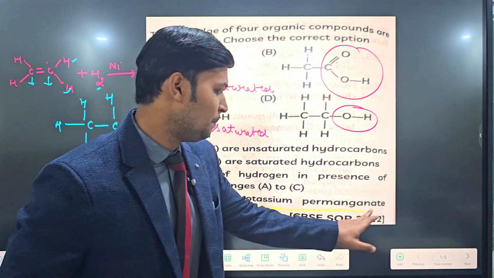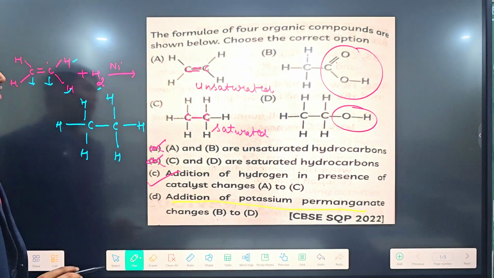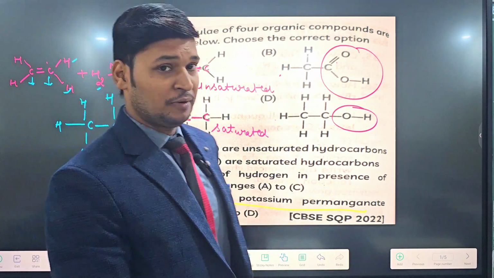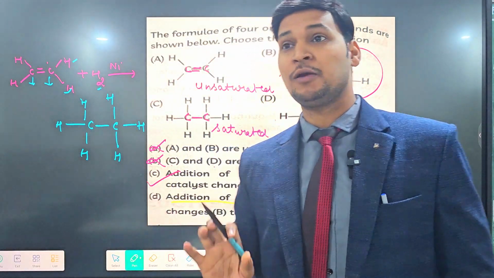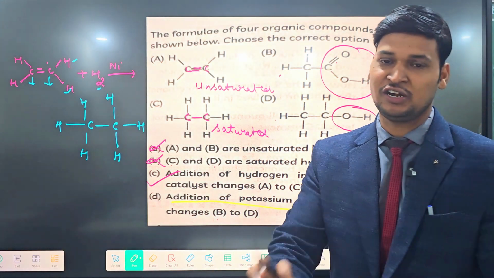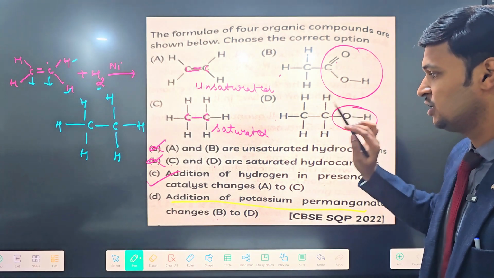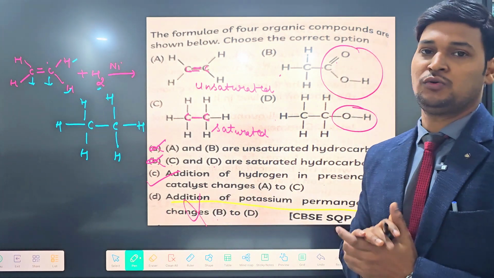Addition of potassium permanganate changes B to D. If we are adding potassium permanganate, then B will convert to D. Let me tell you, potassium permanganate is an oxidizing agent. It oxidizes alcohol to carboxylic acid, not carboxylic acid to alcohol. So option number D is also incorrect.